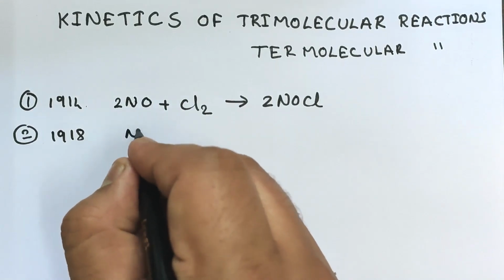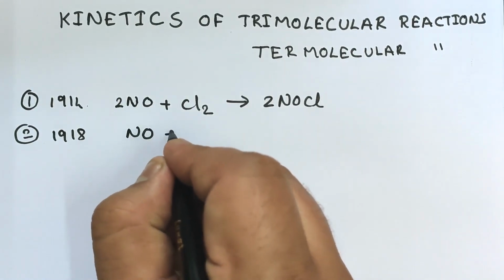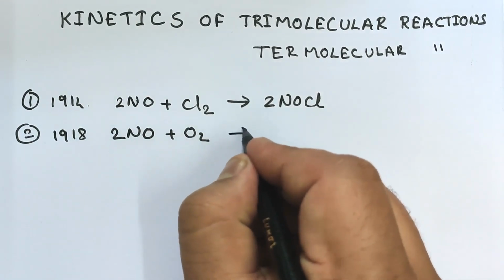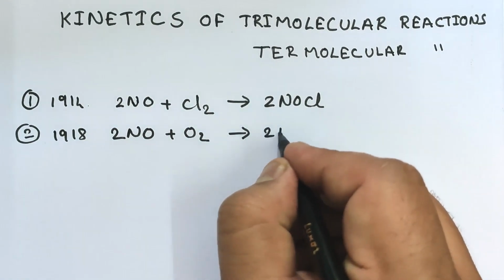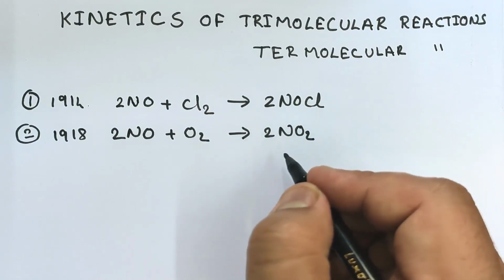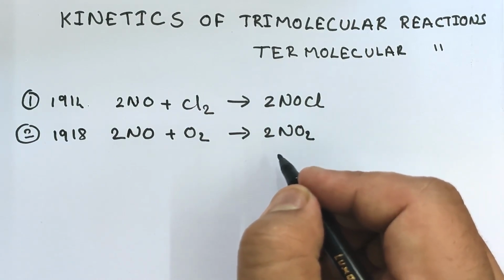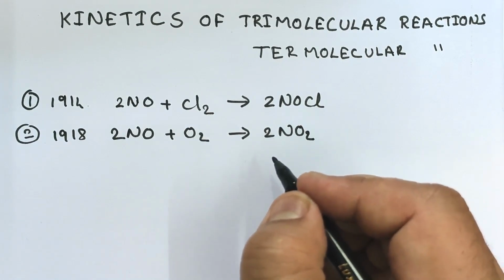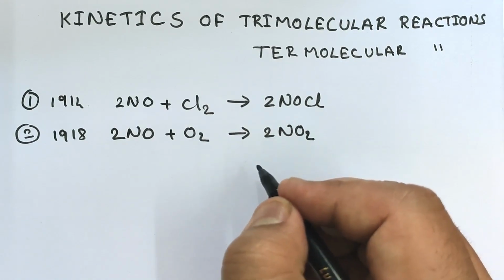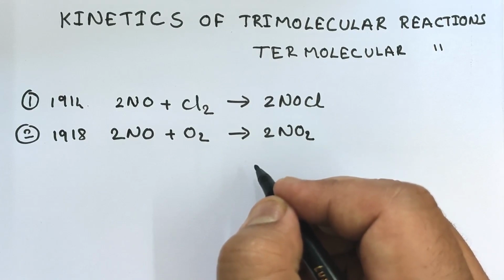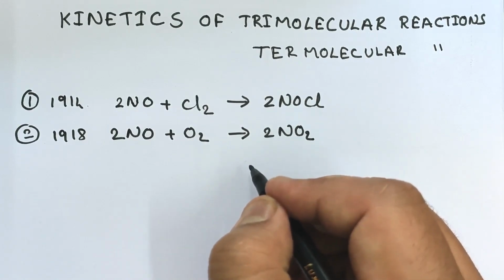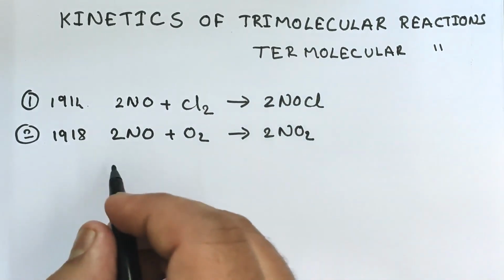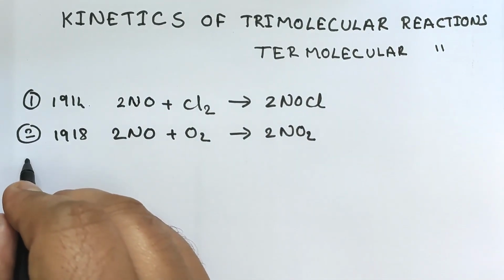The second reaction was given in 1918 by Bodenstein, and he studied the reaction between nitric oxide and the oxygen molecule, that is 2NO and O2, which gave nitrogen dioxide, which is also a third order reaction. He studied this reaction by immersing the vessel in a constant temperature bath, and then he observed the change in pressure with respect to time, and he concluded that this reaction was a third order reaction.